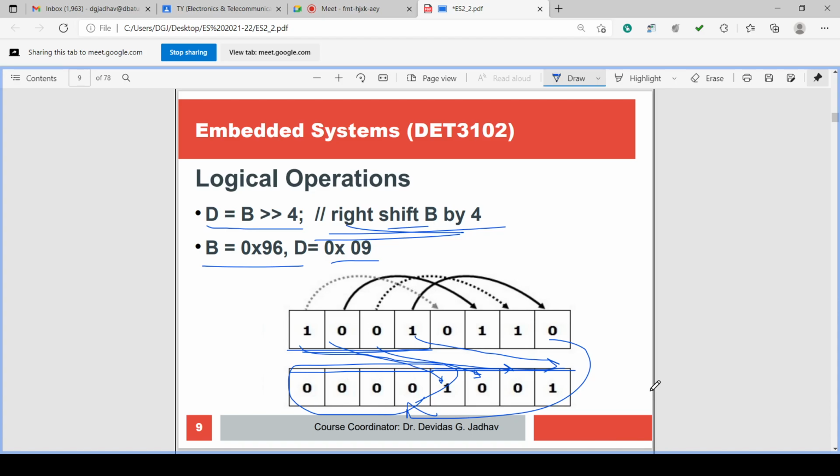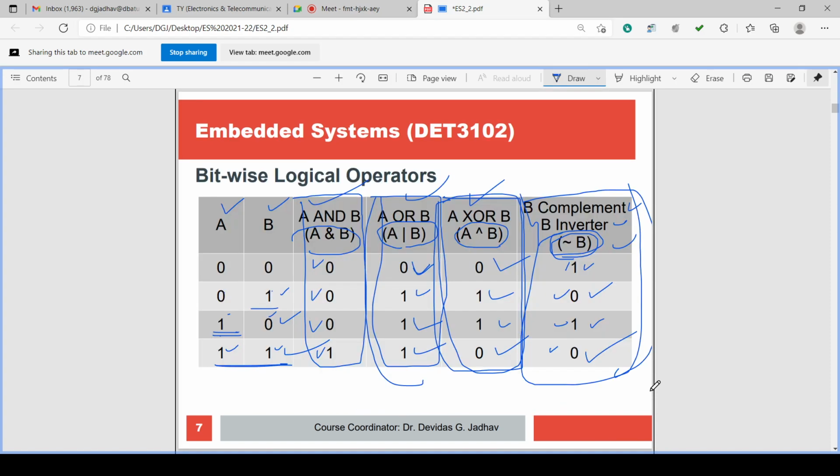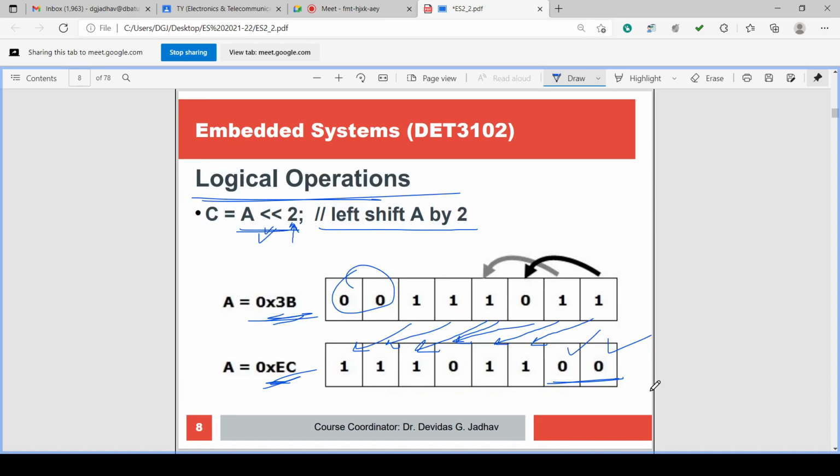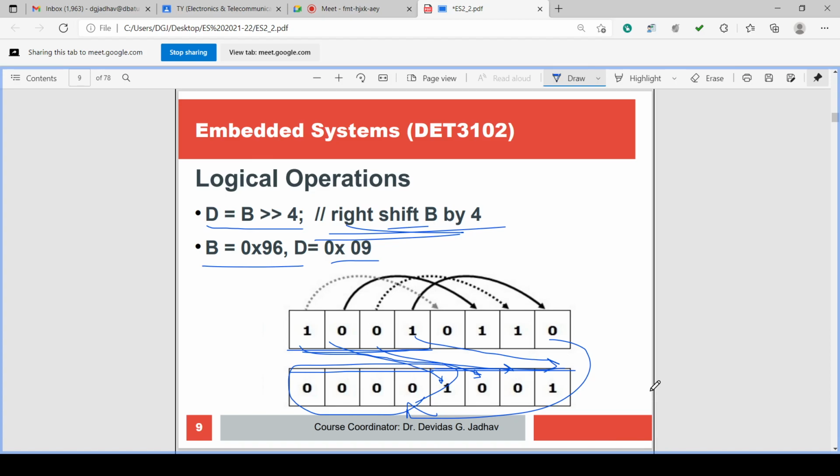We have seen bitwise operations, we have seen the logical operations. Ampersand is there, a vertical line is there, then tilde is there for bitwise. Caret is there for exclusive OR, double less than is there for shifting left, double greater than for shifting right, and tilde is for ones complement. These are the operators.